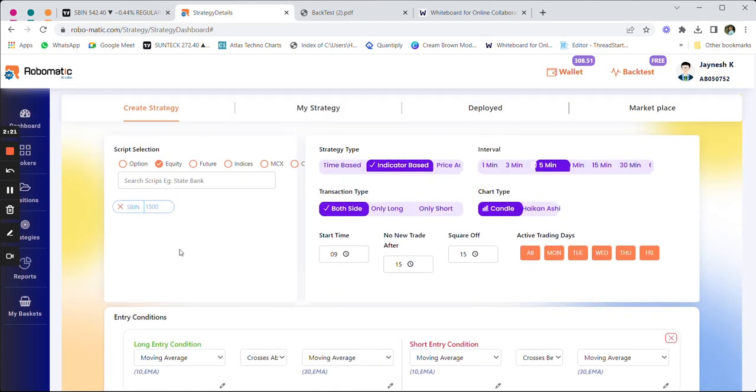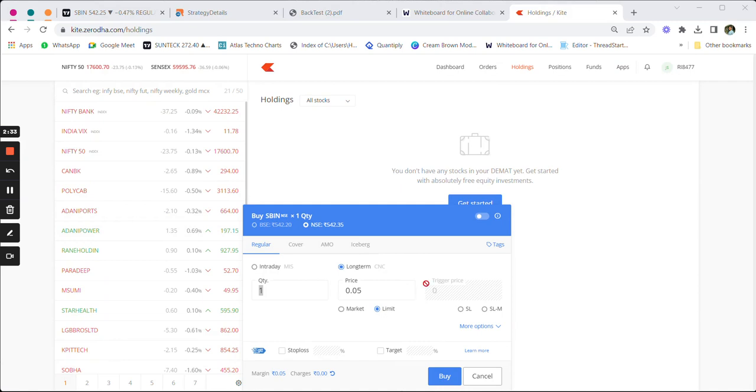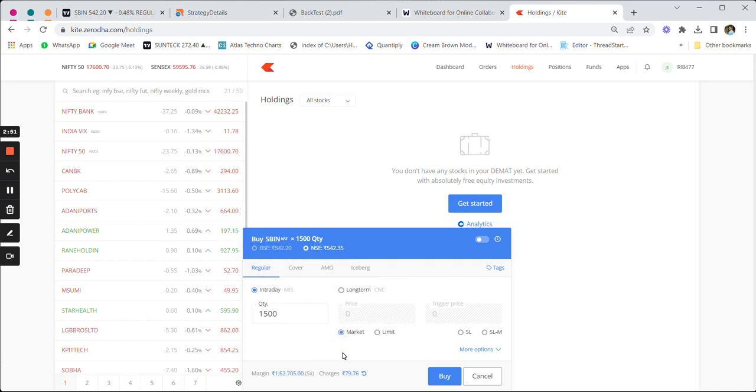Now I am going to backtest the strategy with 1500 quantity here. Let me show you how much margin it will take to run 1500 quantity of SBI in intraday. This is the Zerodha terminal where I am showing you how much capital we require for buying a stock in intraday. Let's say this is the SBI stock, and if I enter 1500 quantity intraday with a market order, the total estimated margin required is around 1,60,000 rupees.